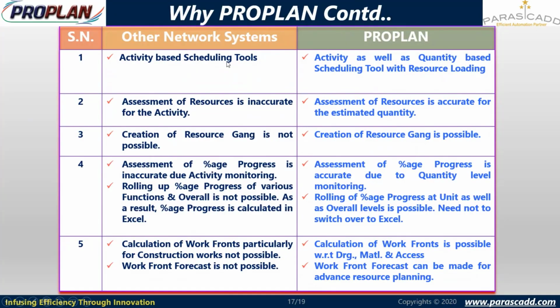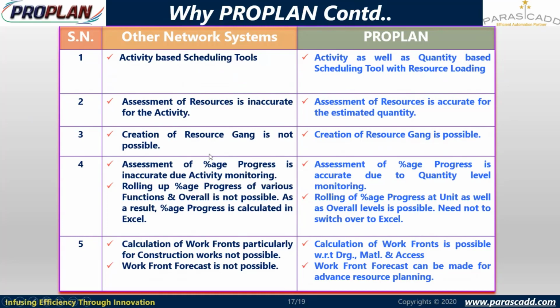In other networking systems, activity based scheduling tools are used, and in ProPlan, activity as well as quantity based scheduling tools with resource loading are used. In other networking systems, assessment of resources is inaccurate for activity, and in ProPlan, assessment of resources is accurate for estimated quantity. In other networking systems, creation of resource gangs is not possible. In ProPlan, creation of resources and gangs is possible.